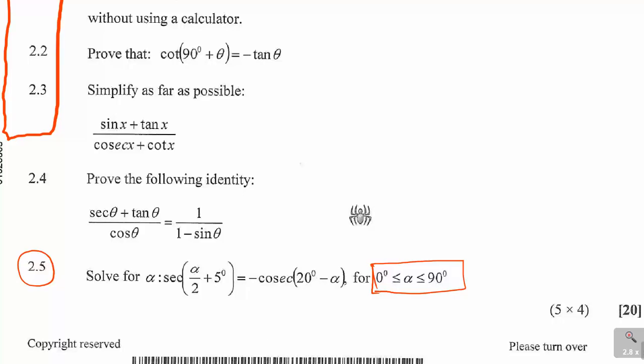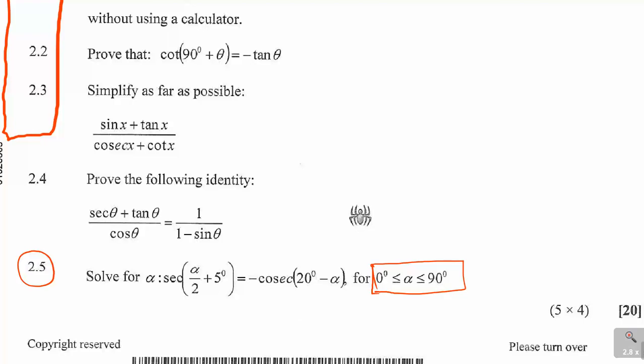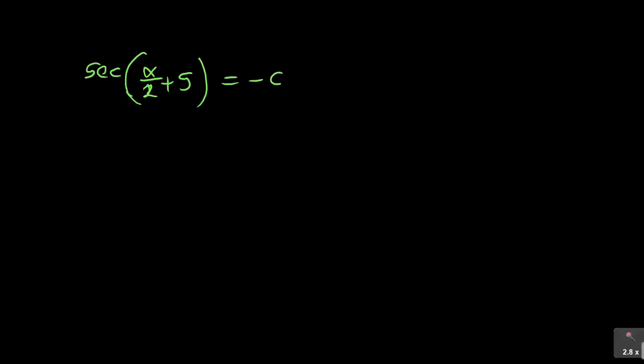So if I write that, it is sec of alpha over 2 plus 5 degrees, and this is equal to minus cosec of 20 minus alpha. So now we are supposed to solve for alpha. Remember, they say 0 is less than or equal to alpha, which is less than or equal to 90 degrees. They gave us that condition.